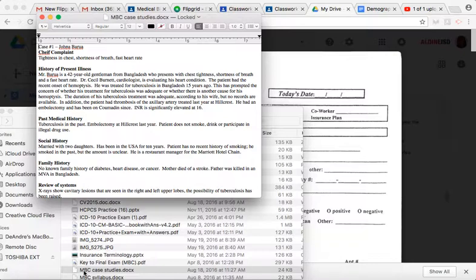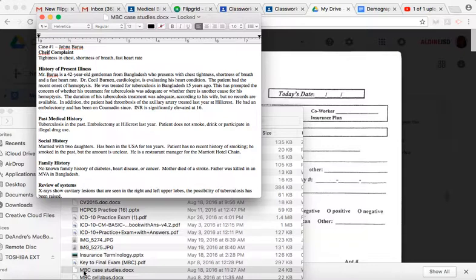So, case number 1, you have John Abrara. His chief complaint, and excuse the typo because chief is spelled wrong, is tightness in the chest, shortness of breath, and fast heart rate. The history of present illness, which is also noted as HPI. He is a 42-year-old gentleman from Bangladesh who presents with chest tightness, shortness of breath, and a fast heart rate. Dr. Cecil Burnett, cardiologist, is evaluating his heart condition.